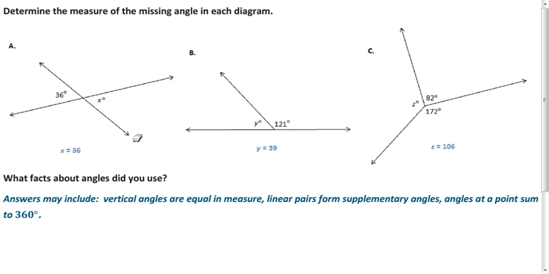Now notice that each answer doesn't have degrees. That's because each variable already has degrees in the diagram. So if you include degrees here, that would mean 36 degrees when substituted, and that doesn't make much sense. So be careful with your units.